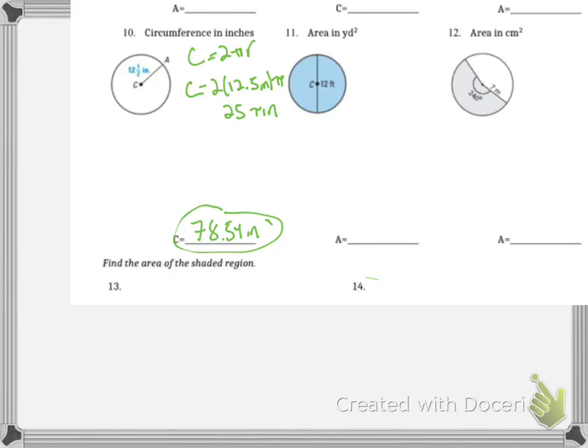And then area, we need area equals pi r squared. So we have diameter here, which is 12. To find our radius, we divide that by 2, which gives me 6 feet. So we have area equals pi times 6 feet squared. 6 times 6 is 36 pi feet squared. Okay, that gives me 113.1 feet squared. And then our last one is an area of the sector problem again.